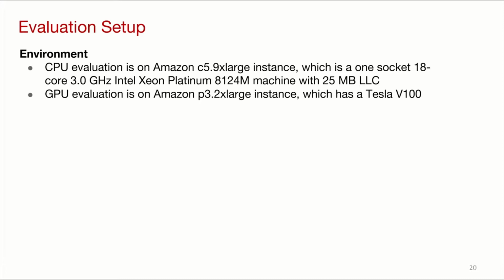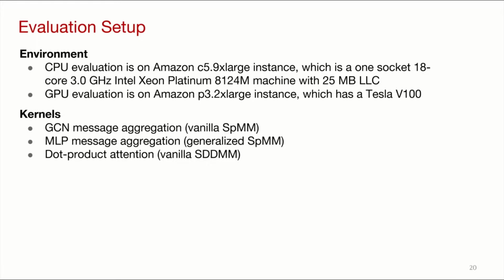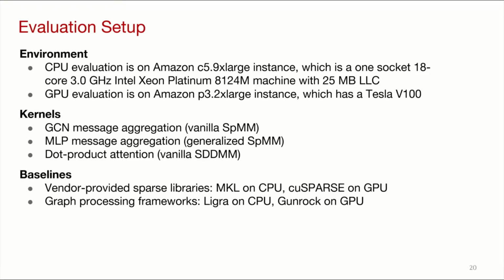We evaluate FeatGraph on AWS EC2 instance. We tested 3 kernels: GCN message aggregation, which is mapped to vanilla SPMM, MLP message aggregation, which is mapped to a generalized SPMM, and dot product attention, which is mapped to a vanilla SDDMM. We compare with vendor-provided sparse libraries, specifically MKL on CPU and cuSPARSE on GPU. These libraries are highly optimized, but they are not flexible. They can only support a subset of the kernels. We also compare FeatGraph with graph processing frameworks, specifically Ligra on CPU and Gunrock on GPU.